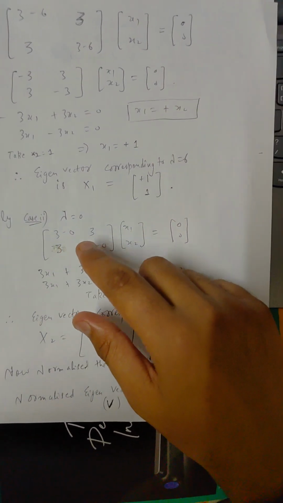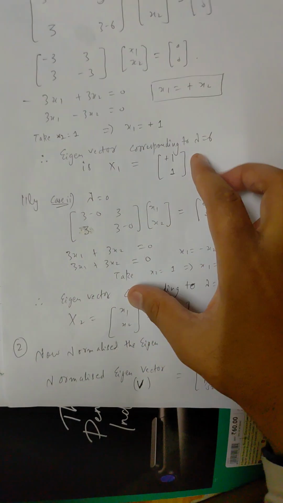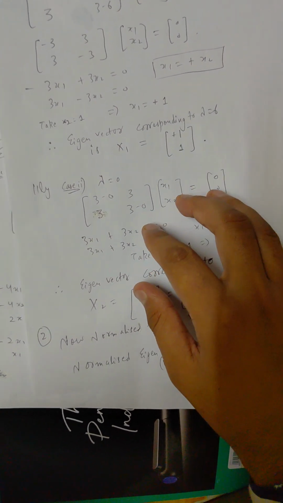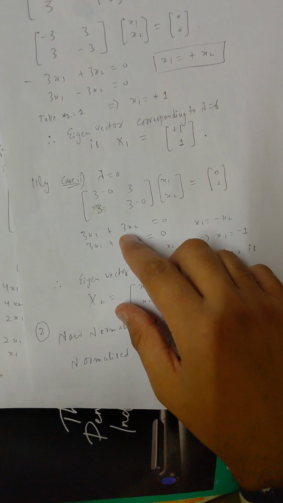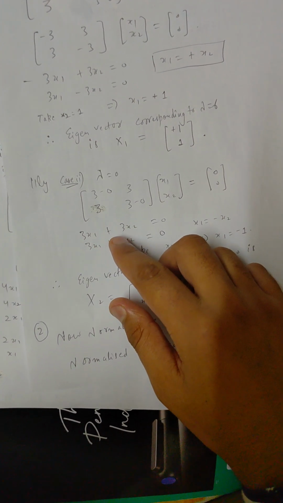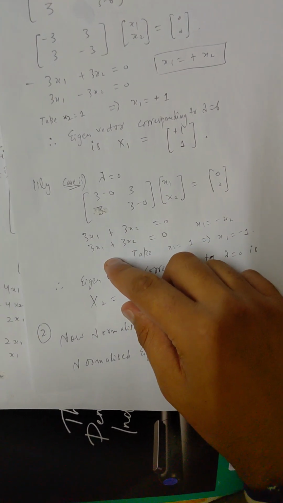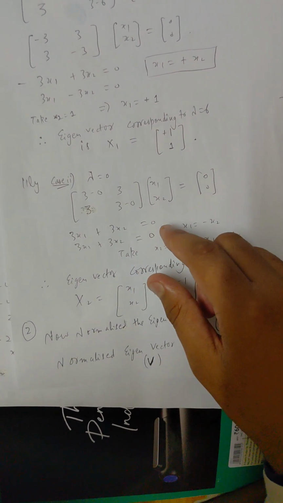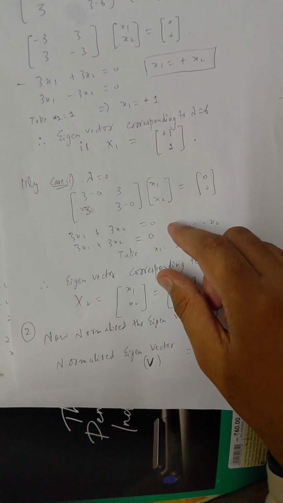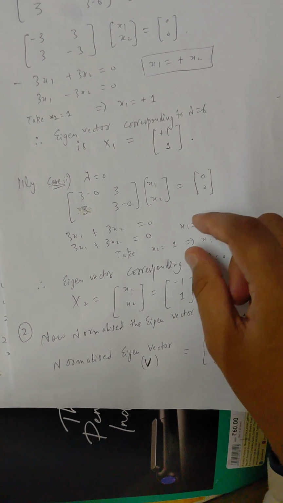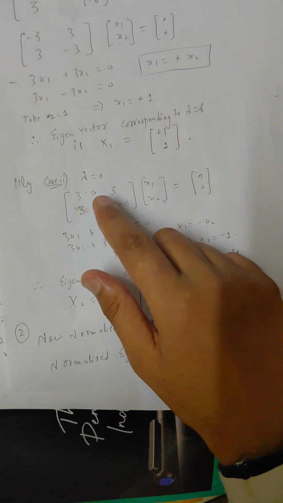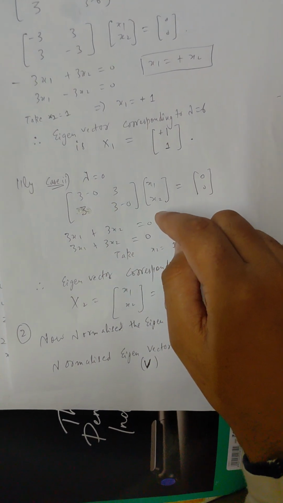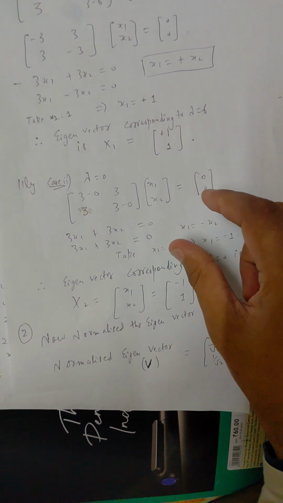Okay, so 3 minus 0, and here is 3, and here is also 3. When you do the matrix multiplication, you will get the two equations here: 3x1 plus 3x2 is equal to 0, and 3x1 plus 3x2 is equal to 0. As you can see, first you check: 3 into x1 is 3x1, and 3 into x2 is 3x2. Yes, both the equations are the same.